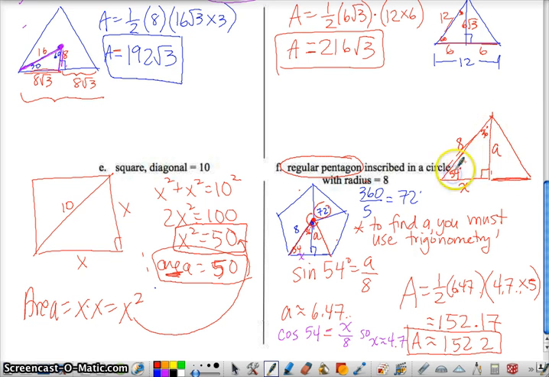So what relates A and 8 to each other? Well, I went with the 54 degrees and I went with sine, but it didn't really matter. You could have done cosine of 36 degrees equals A over 8. I went with sine of 54 degrees equals opposite over hypotenuse, which is A over 8. And so I used my calculator, I multiplied 8 times sine of 54, and you should get 6.47, etc., etc.